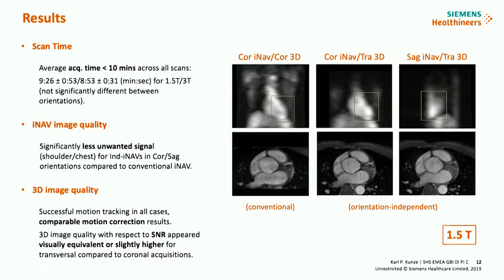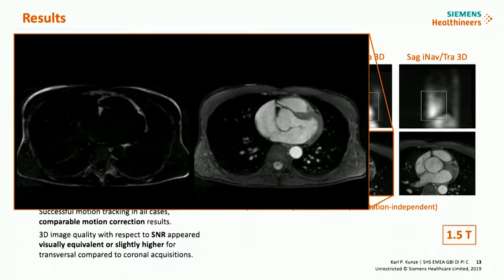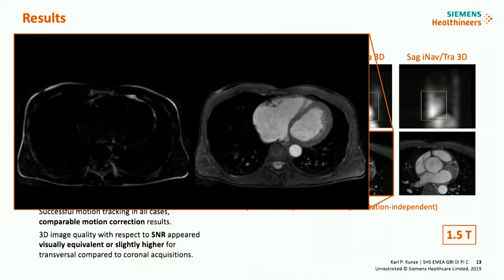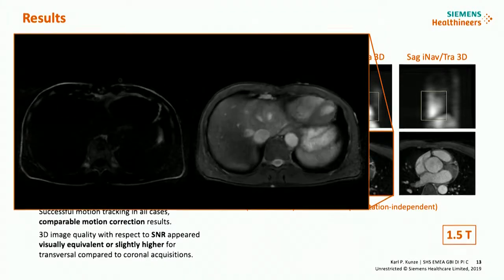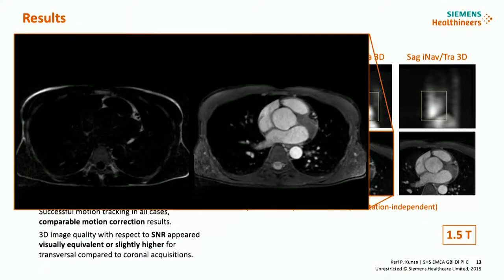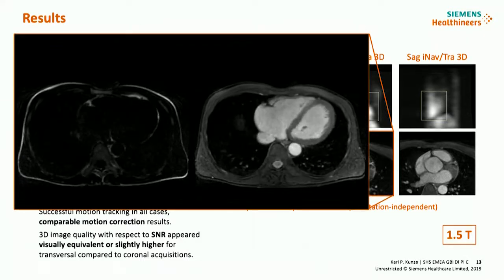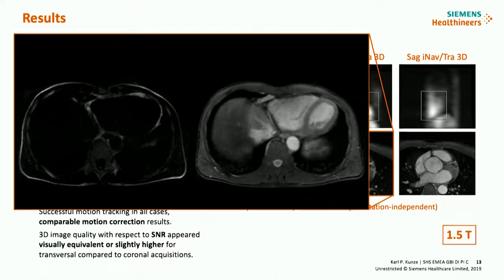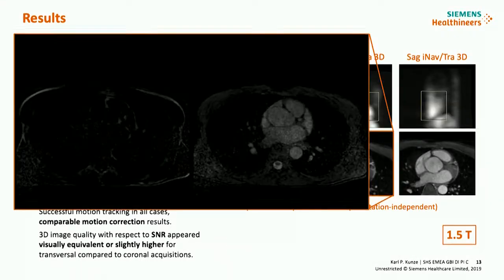The 3D image quality with respect to SNR appeared visually equivalent or slightly higher for the transversal compared to the coronal acquisitions. I'm showing you now just a brief video, it's a bit dark maybe, of the coronal acquisition, of the coronal iNAV with the transversal 3D acquisition. So relatively nice delineation of the coronary arteries, and also relatively nice fat suppression with the Dixon. Sorry, this is the fat image, obviously, and this is the water image.